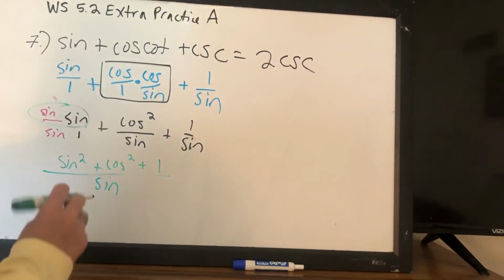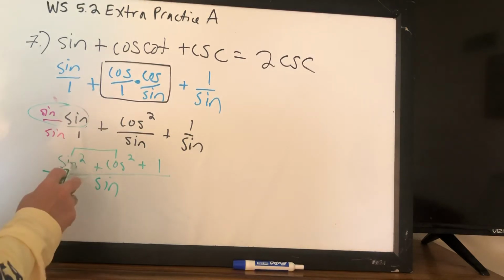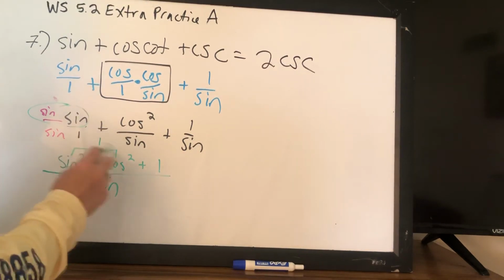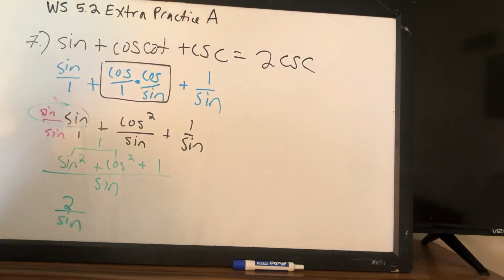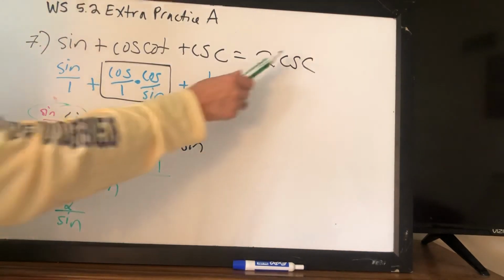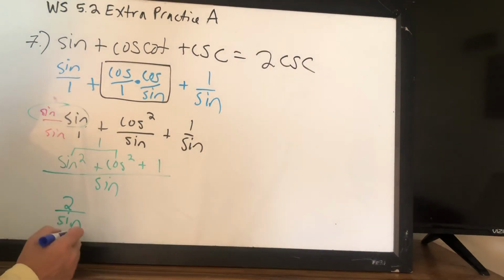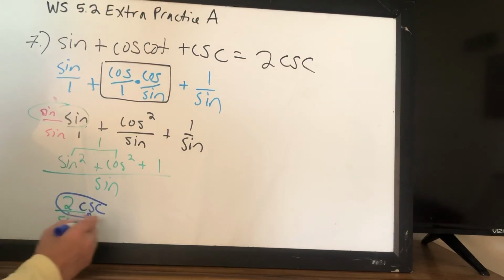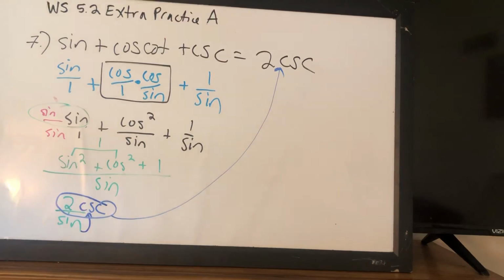All right, so let's look. We've got Pythagorean identity. Sine squared plus cosine squared is 1. What's 1 plus 1? 2. 2 over sine, guys. And then remember, sine in the bottom is the same as cosecant in the top. And there we go. Okay, so that was number 7.